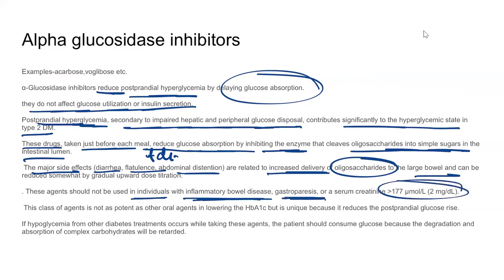These agents should not be used in individuals with inflammatory bowel disease, gastroparesis, or serum creatinine of more than 2. This class of agent is not as potent as other oral agents in lowering the HbA1c, but it is unique in decreasing the postprandial glucose rise.